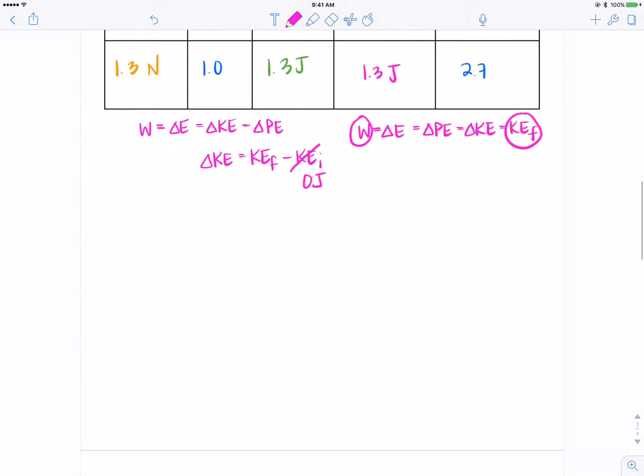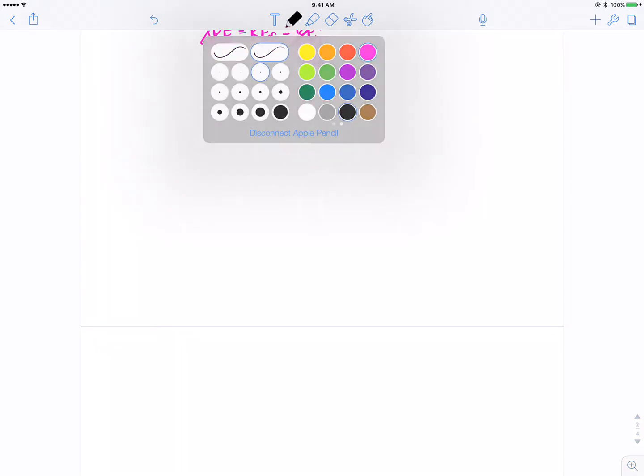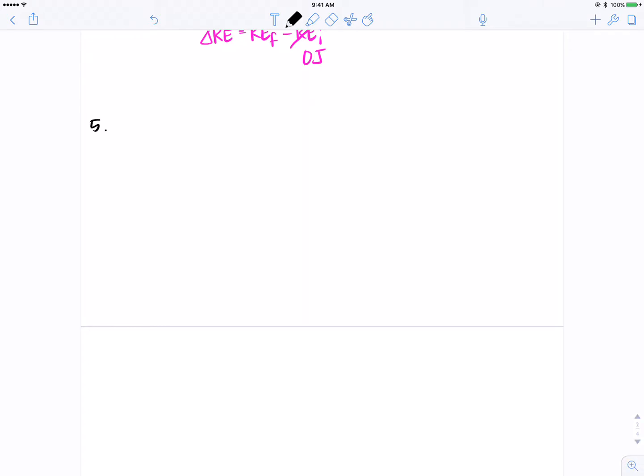Okay, moving on to the next page. Question 5 says, explain the relationship between the final kinetic energy of the lander and the work done. So I want to explain this. And I know that those are equal, since work is equal to delta E, equal to delta KE, equal to KE final minus KE initial, where this is 0 joules.